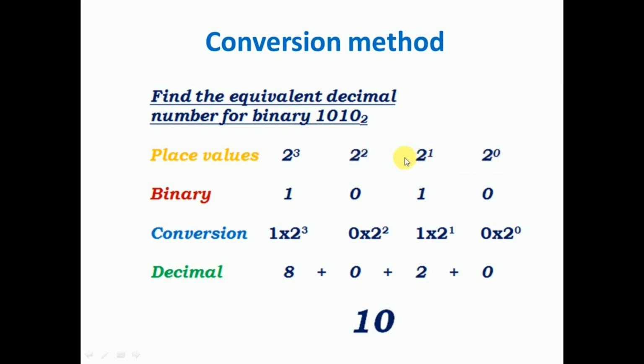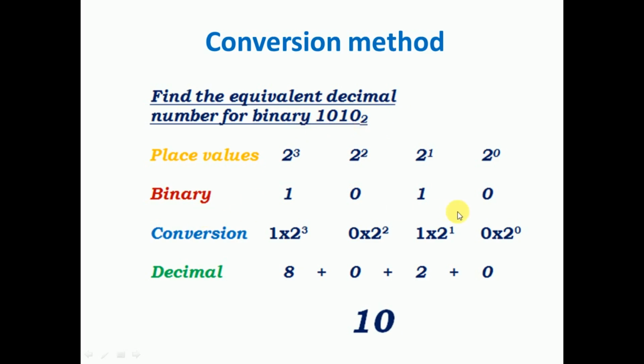This is already known to you, and I think you also know the values of these. 2 raised to 0 is 1, 2 raised to 1 is 2, 2 raised to 2 is 4, 2 raised to 3 is 8, 2 raised to 4 is 16, and so on. In order to convert this binary number into decimal, you have to multiply each digit of the binary number with the place value of that digit, and at the end you have to find the sum of all these products. That will give you the decimal number.